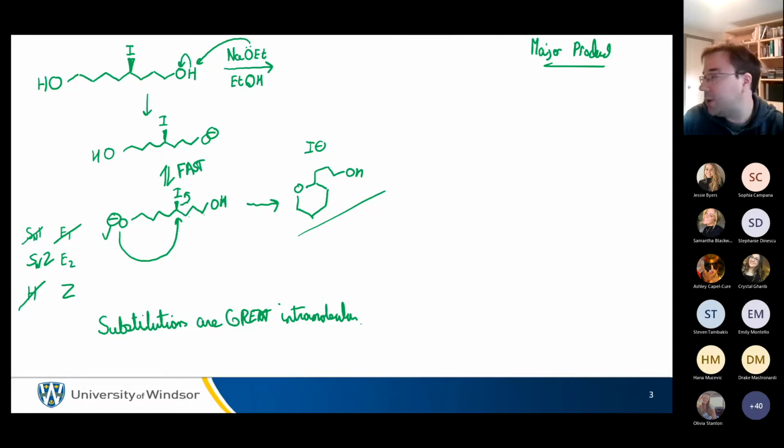Because I minus is going to displace O minus. No, it's a horrible trade, right? O minus is, that's not the worst thing in the world, but I minus is pretty stable. It's great. So this isn't reversible. So once you do the ring closing, that's it. Can't go back.